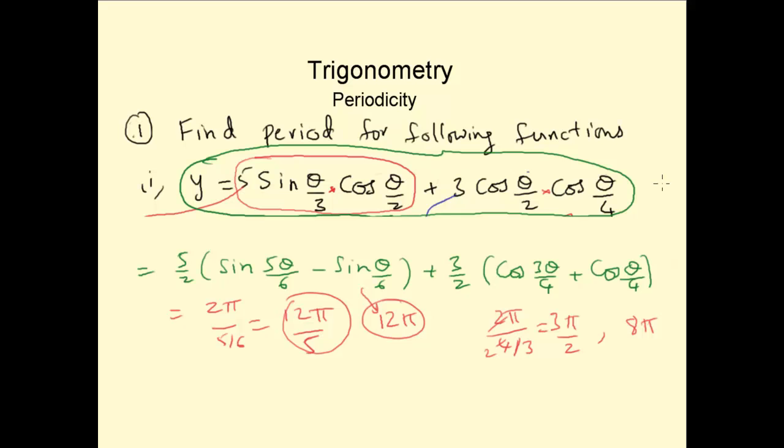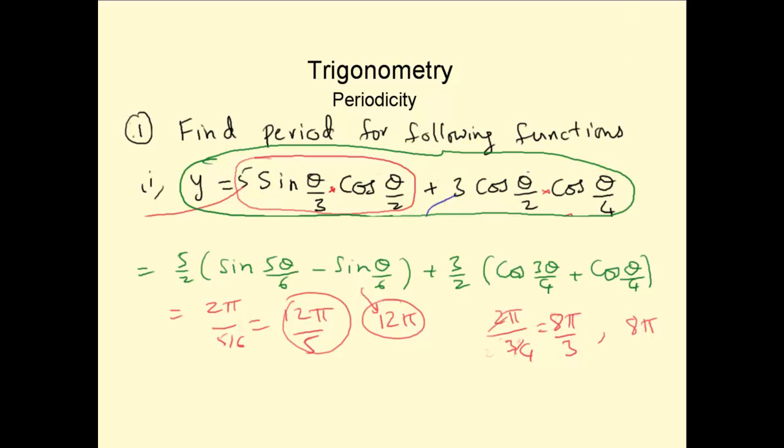So there's a typo in here. That should be 3 by 4. So let's fix that. This is 3 by 4, right? We have 3 by 4 here, so this is 8 pi over 3.